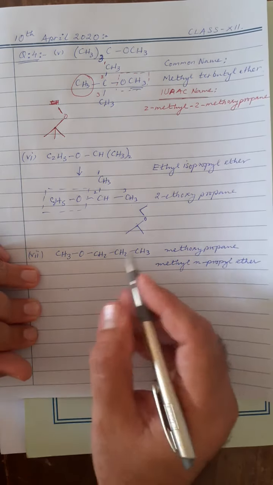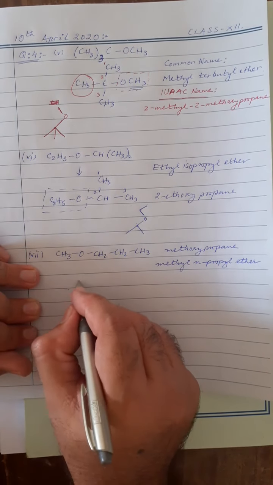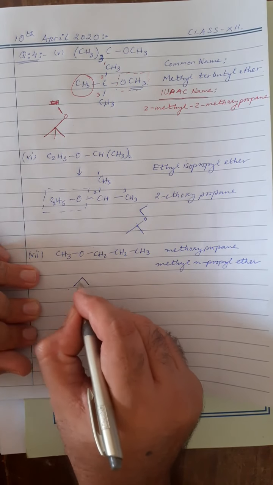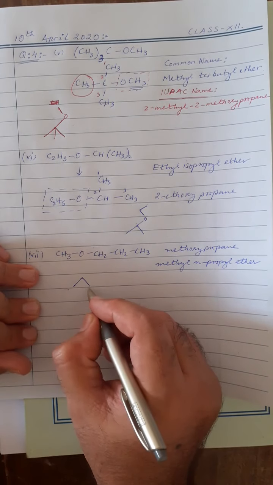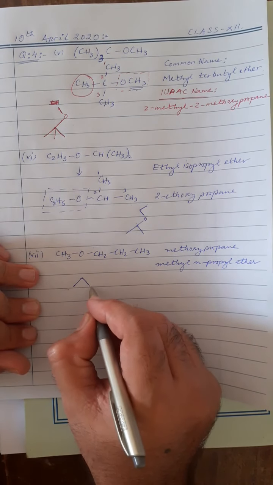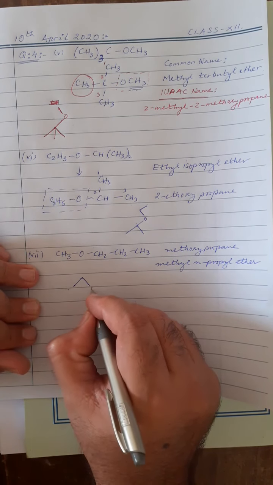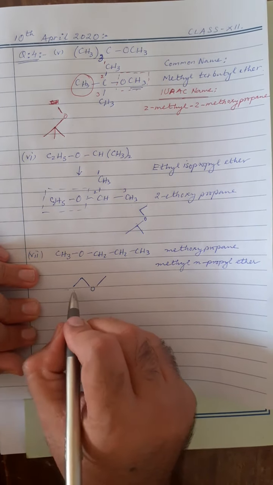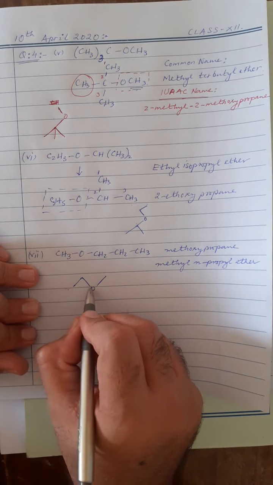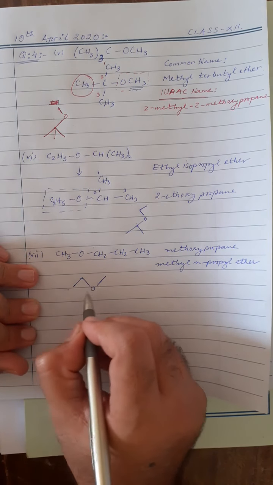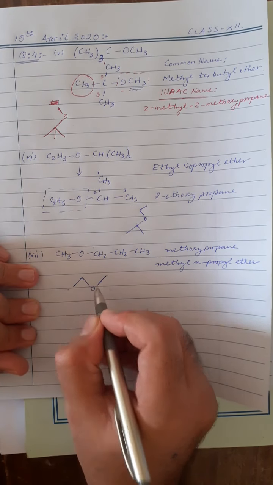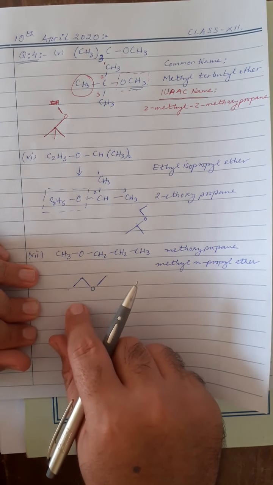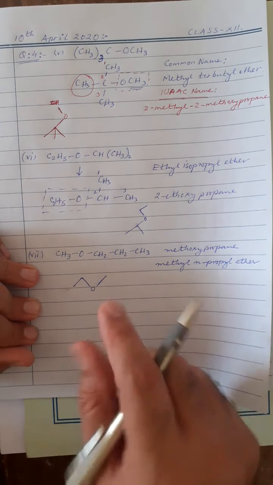Now, if you want to make this kind of structure, again you want 3 carbon. 1, 2, 3. Now first carbon is attached to oxygen. So you can make O here and then this. Now, first carbon attached to O, second, third, and attached to methyl. So this is how you can represent methoxypropane with just a skeleton.